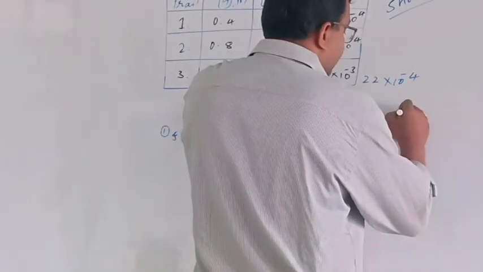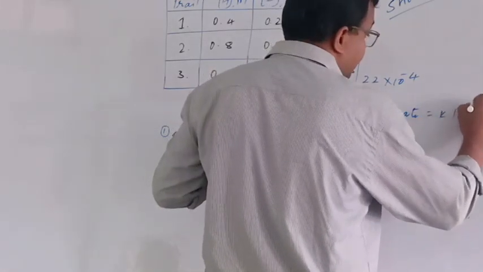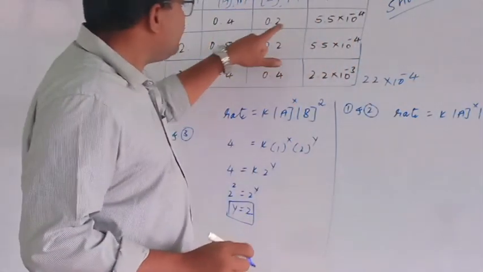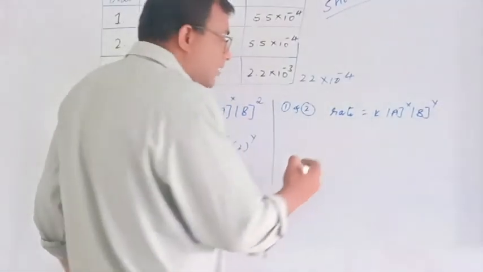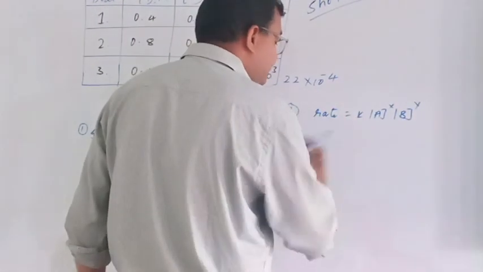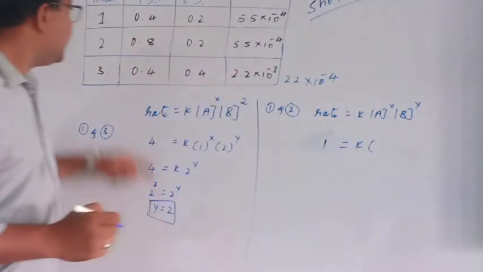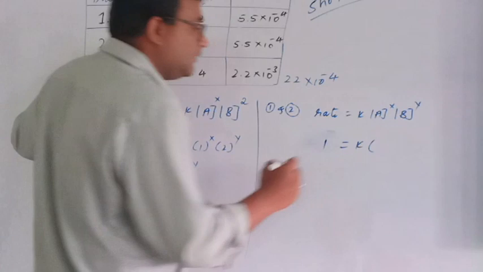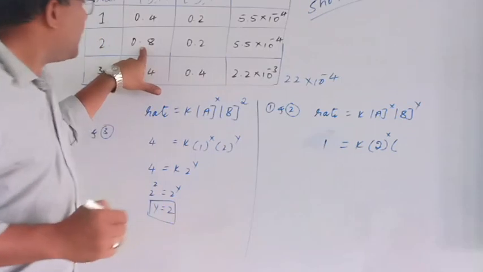So rate equals K into molar concentration of A power x and B power y. How many times does the rate increase when you compare 1 and 2? Nothing else increases. So simply write 1 is equal to K into molar concentration of A. How many times does it increase? 0.4 to 0.8, 2 times. 2 times increase, 2 power x. Then B, how many times does it increase?